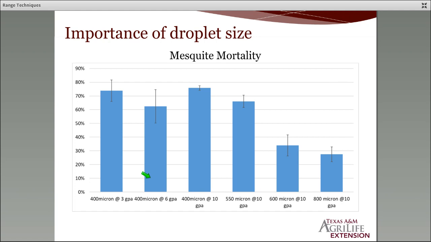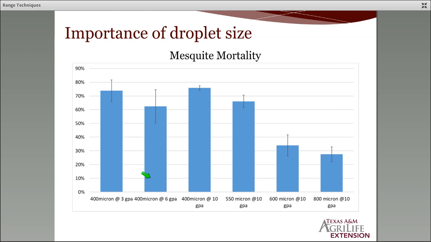Looking at the impact that droplet size can have on mortality, this is some data from a study we did down around McGregor. We sprayed mesquites at various droplet sizes. Each one of these is the exact same herbicide, just at a different rate and also at a different droplet size. The recommended droplet size for mesquite management is 300 to 500 microns.